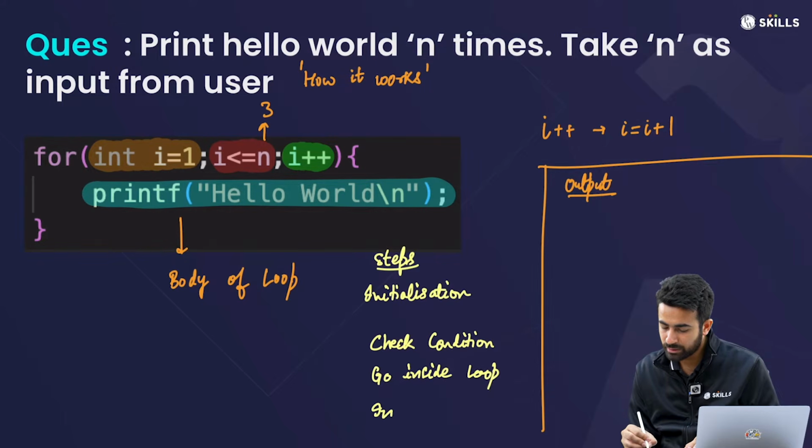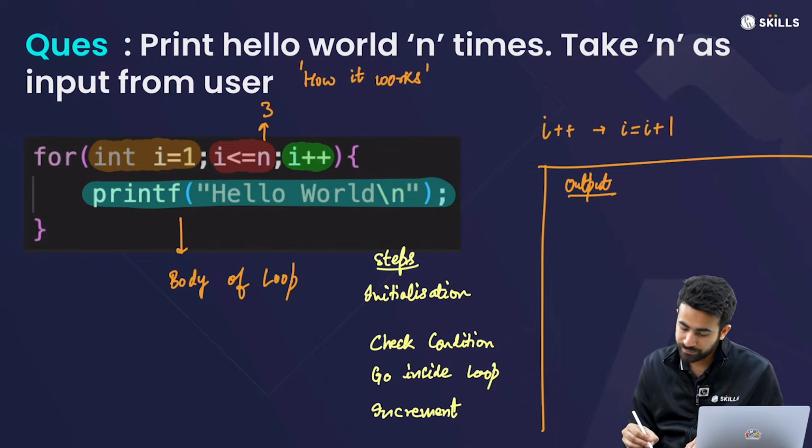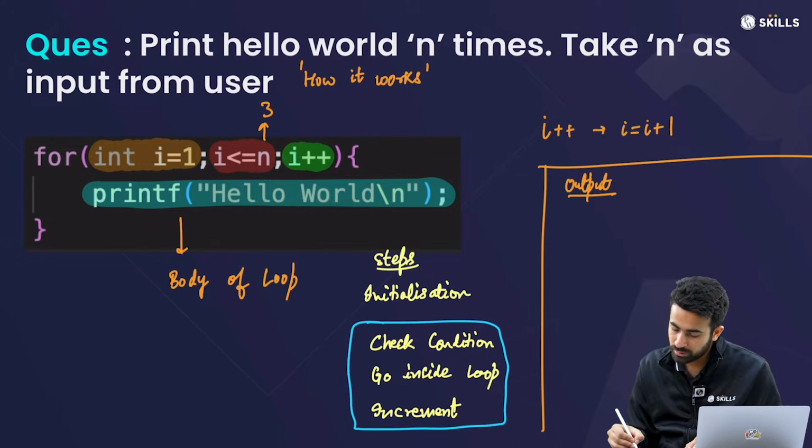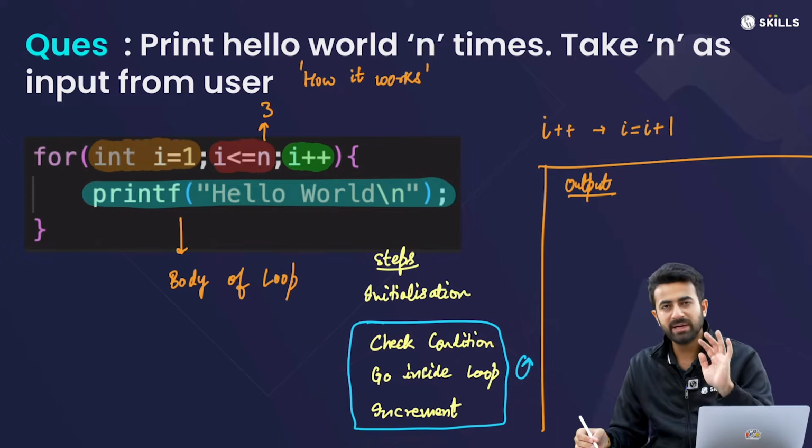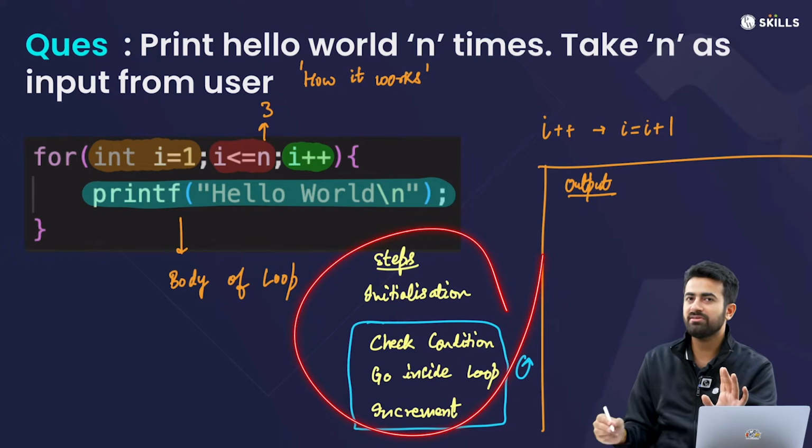Then we increment. These are the 4 steps. Out of them, these 3 steps are on a loop, meaning they are repeated. So let me just dry run using these 3 steps.